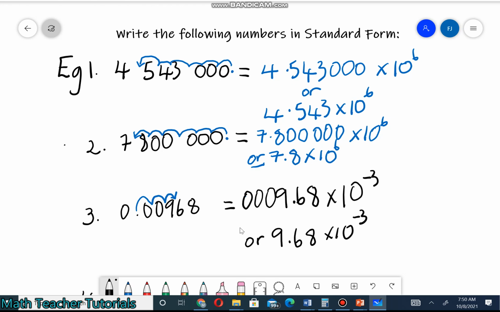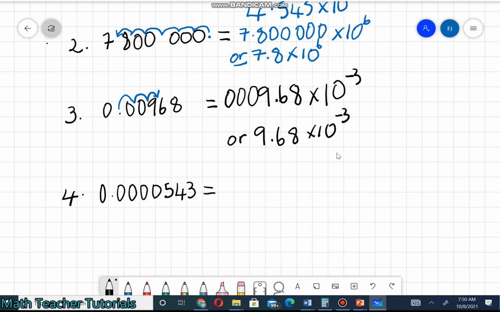Now, you might be wondering, why is the power negative? I want to draw your attention to the fact that in our first two examples, we were moving the decimal point to the left. Hence, the powers were positive. But in this case, we are doing the opposite, moving to the right. So hence, the power of the index value will be negative.